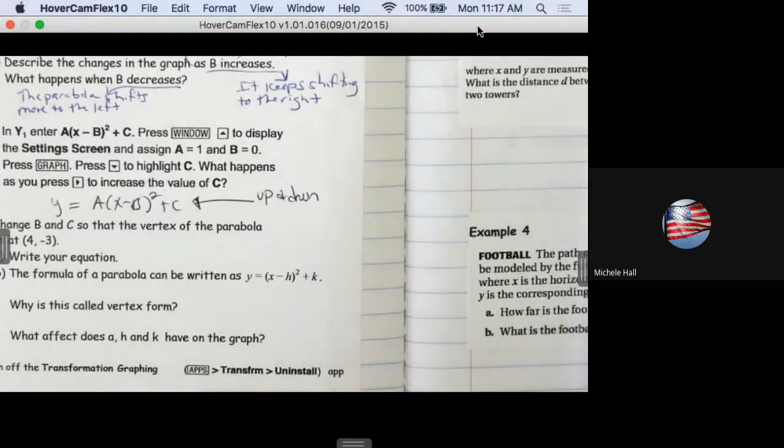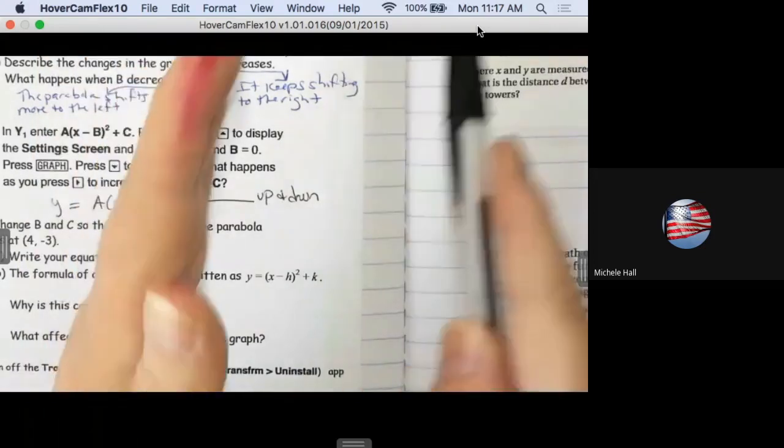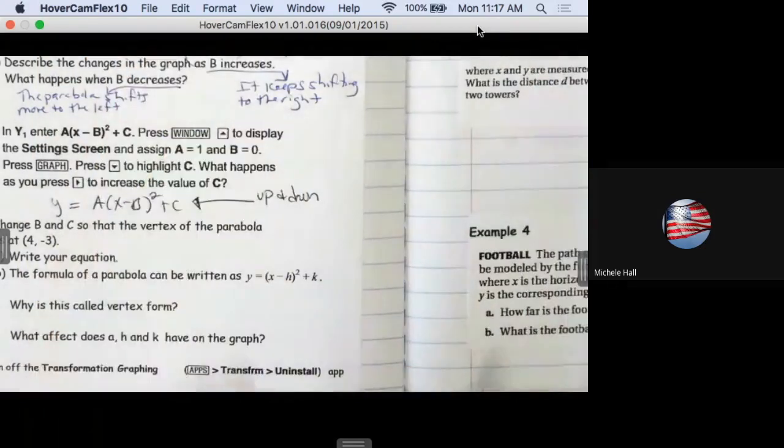I have a question for you. When you say left or right for B, which variable is that representing in our function? It's moving left and right. X. So it's about the x-axis, right? Moving left and right is about the x, isn't it? What is the C representing when it's going up and down? Y. It's representing the y, okay? That's very important to know that B is representing what's happening on the x-axis going left and right, and C is about the y-axis moving up and down.